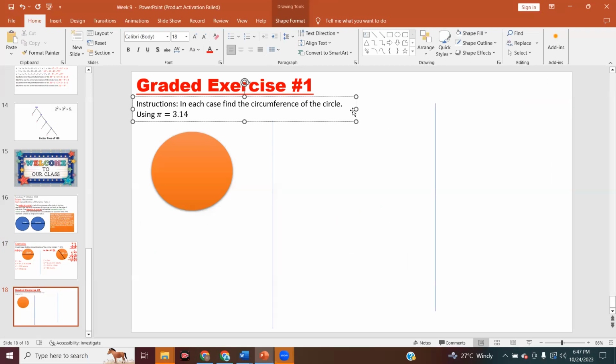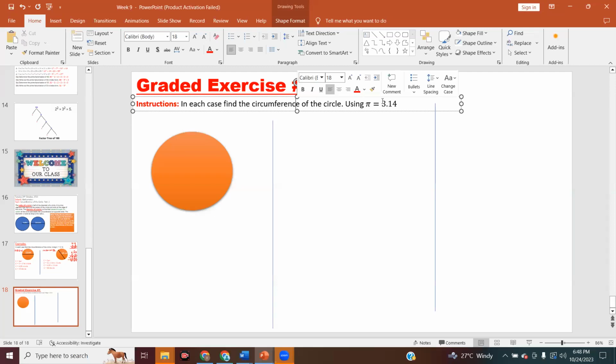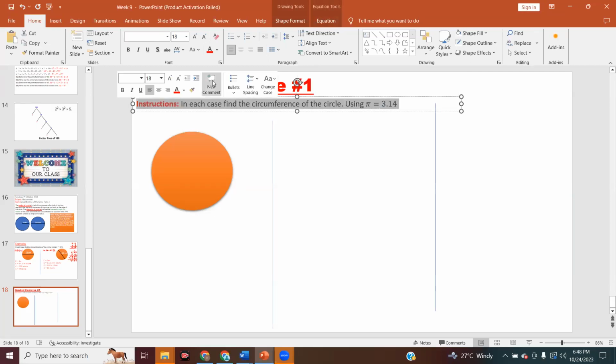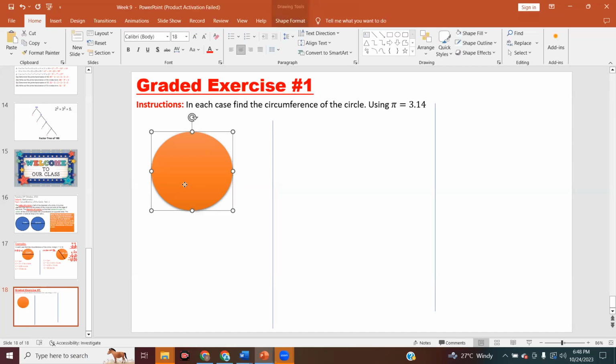And I really want to emphasize that. Sometimes they say pi is equal to 3.14, sometimes 3, sometimes 3.142. Whatever they say pi is equal to, you have to use that version of pi to answer your question. So pi is not always going to be 3.14. Just keep that in mind when you go on your exam. Use the version of pi that they give you. That's very important for you to remember.